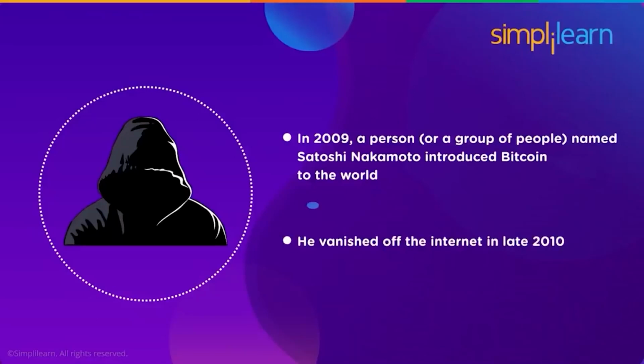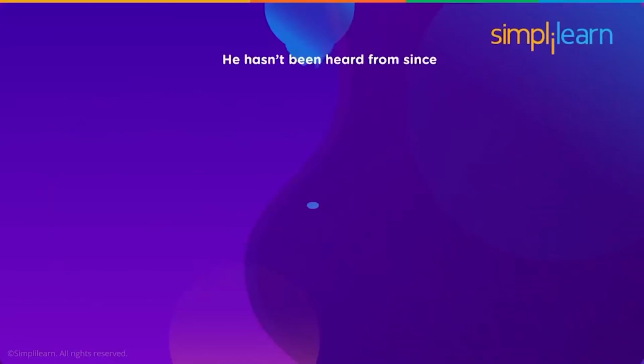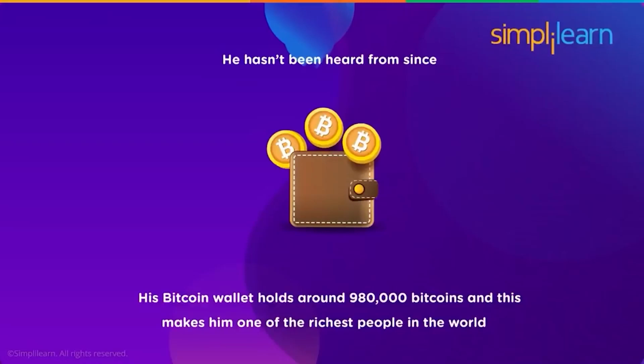He vanished off the internet in late 2010. He hasn't been heard from since. Now, just like his identity is shrouded in mystery, nobody really knows if he's even alive or dead. The only communication people had with him were through emails and forums. His Bitcoin wallet holds around 980,000 Bitcoins, which makes him one of the richest people on the planet.